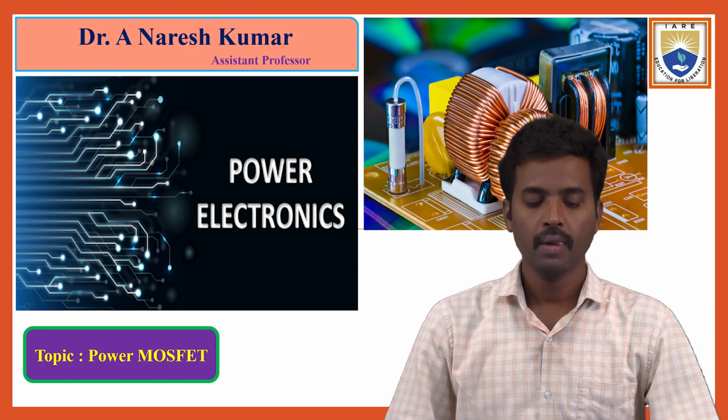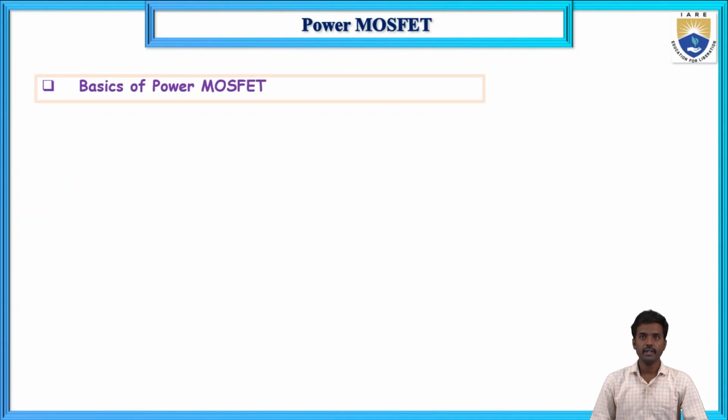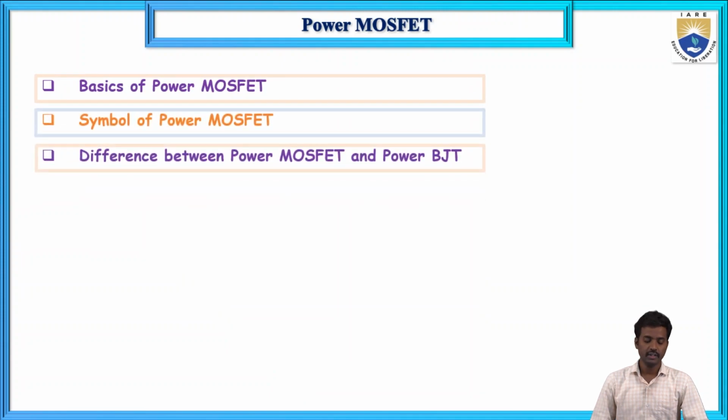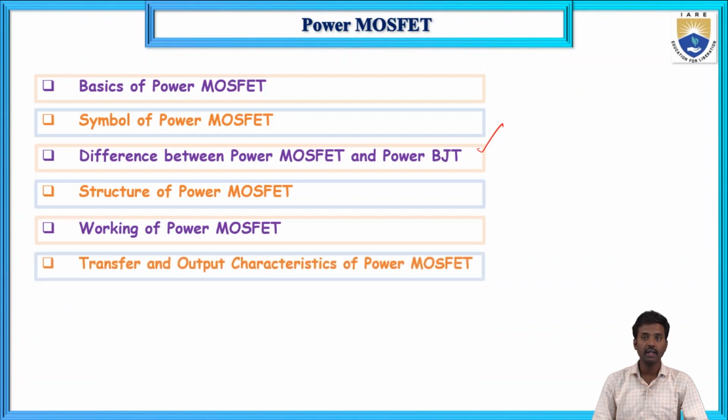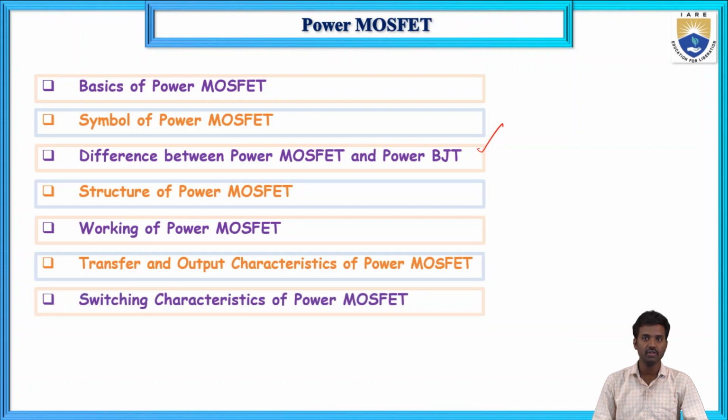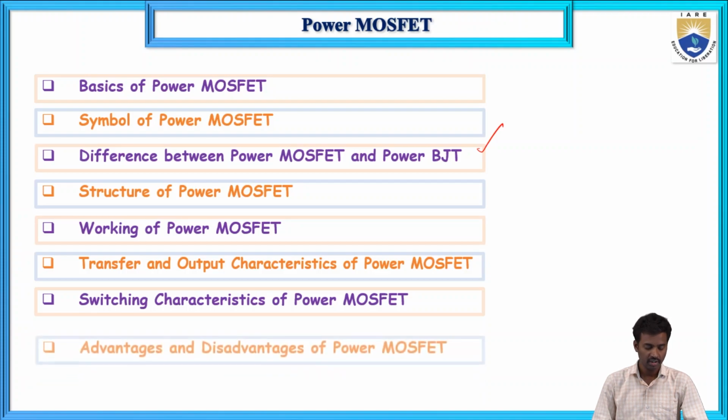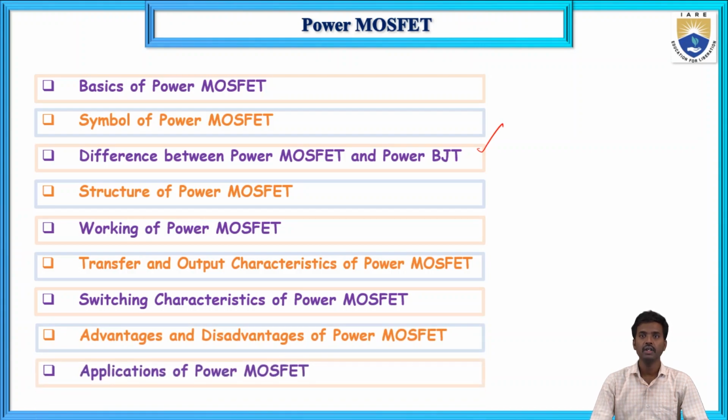Today we are going to have a discussion on power MOSFET. First, I will explain the basics of power MOSFET, the symbol of power MOSFET, and next the difference between power MOSFET and power BJT. Already we discussed power BJT. Next, the structure of power MOSFET. After that, the working of power MOSFET, transfer characteristics and output characteristics of power MOSFET, and next switching characteristics. Power MOSFET can be used as a switch, so turn on and turn off characteristics we will discuss. Next, advantages and disadvantages. After that, finally applications of power MOSFET.